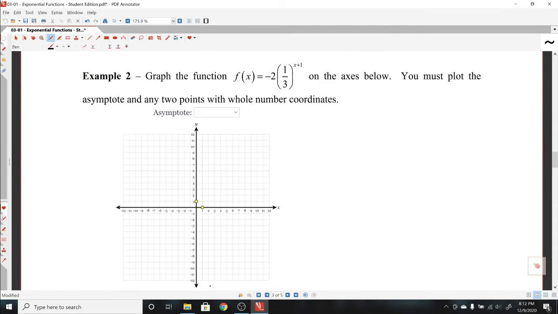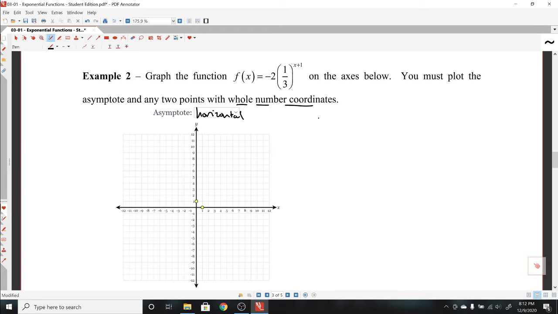All right, example 2, graph the function f of x equals negative 2 times 1/3 to the x plus 1 on the graph below. You must plot the asymptote and any 2 points with whole number coordinates. So again, we know we're going to have a horizontal asymptote because we're dealing with exponential functions. By the way, the only time you have vertical would be what we call logarithmic functions, which you guys have talked about in years past or last year in particular, but we're going to talk about more next week.